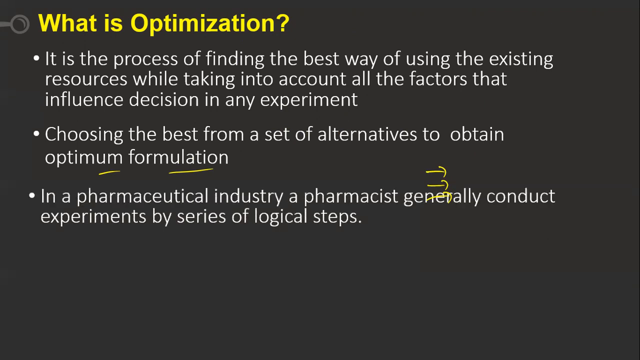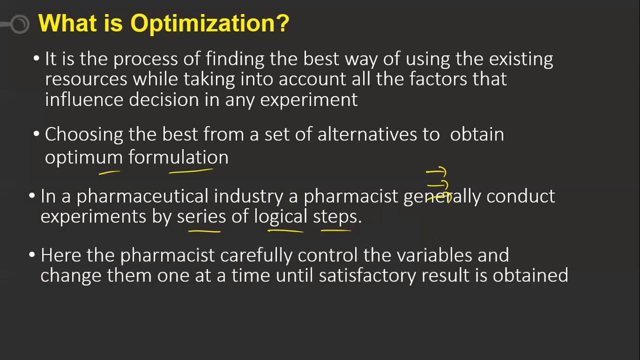For example, we'll take a pharmaceutical industry. There, a pharmacist generally conducts experiments by a series of logical steps. He tries to adjust some levels so that he will get the optimized solution. This is what is given as optimization for us. He used to control the variables, either by increasing or decreasing the variable levels, so we will get a product which gives us the most profit. That's called the optimization solution.